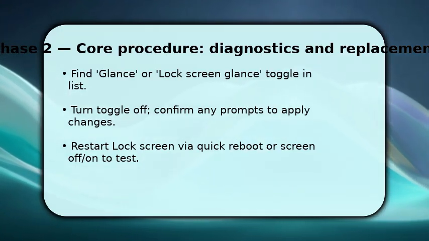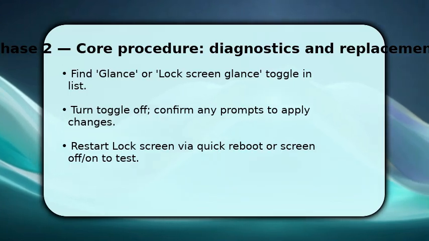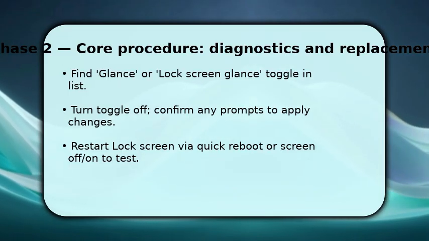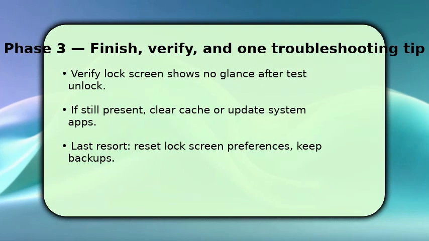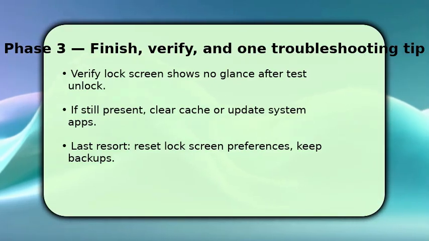After toggling off, lock and unlock the phone or do a quick restart to ensure the setting took effect and the glance no longer appears. To finish, lock the phone and inspect the screen. You should no longer see the glance view.